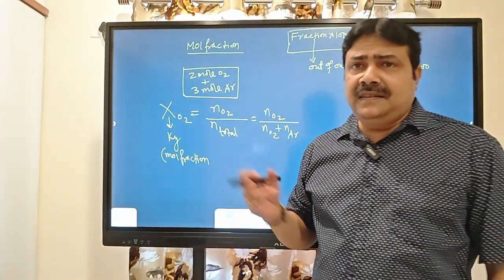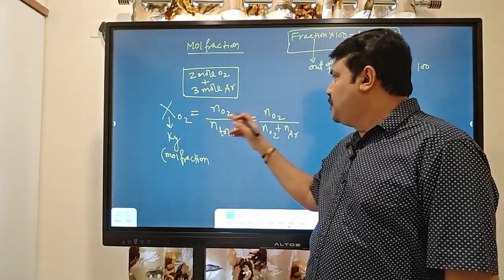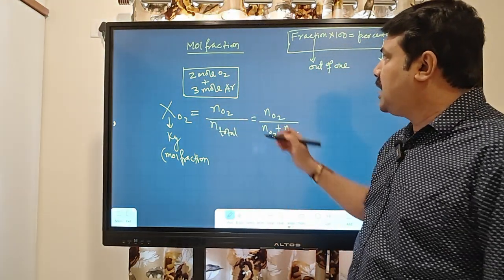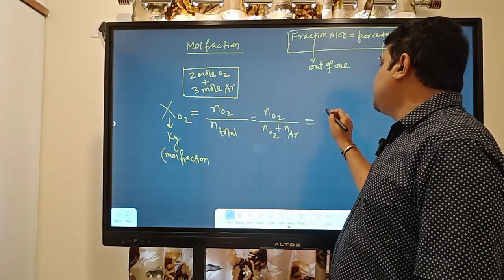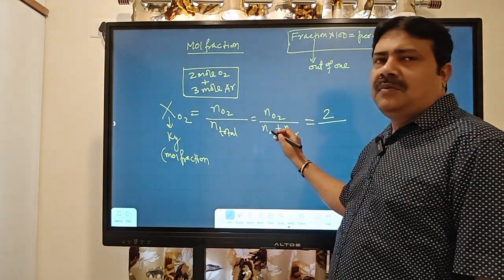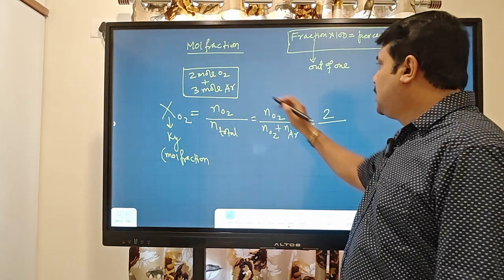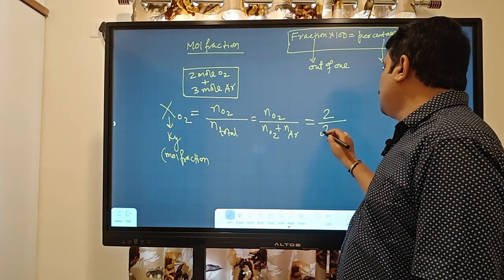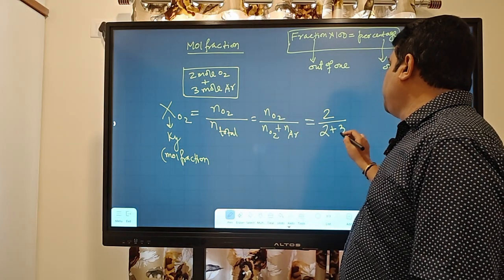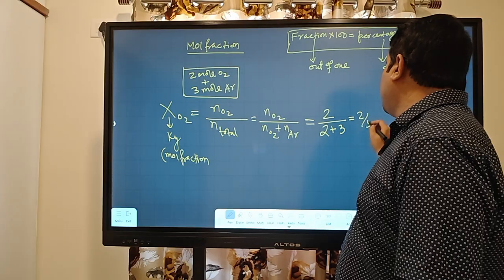And we can easily calculate the mole fraction of oxygen, because in that container the number of moles of oxygen is 2, divided by the total number of moles, that means number of moles of oxygen plus number of moles of argon. Number of moles of oxygen is 2 and number of moles of argon is 3. That's why it is nothing but 2 by 5.